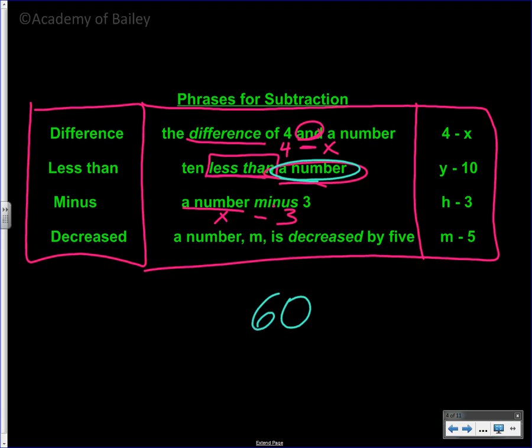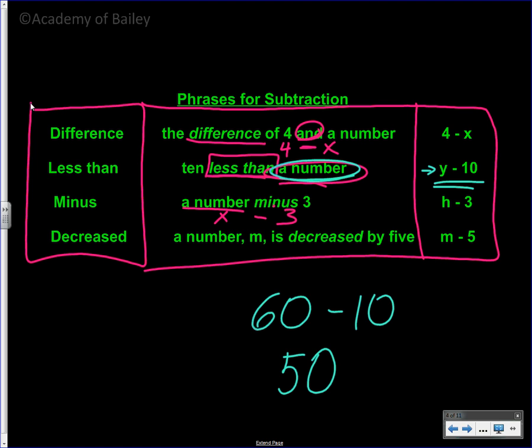So, a number. And I'm randomly picking a number. When I write the expression, I should be using a variable. But, so it says 10 less than a number. I randomly picked 60. What is 10 less than 60? Well, if you have 60, what is 10 numbers less than that? Well, 10 less than that is 50, correct? Well, how'd you get that? 60 minus 10.